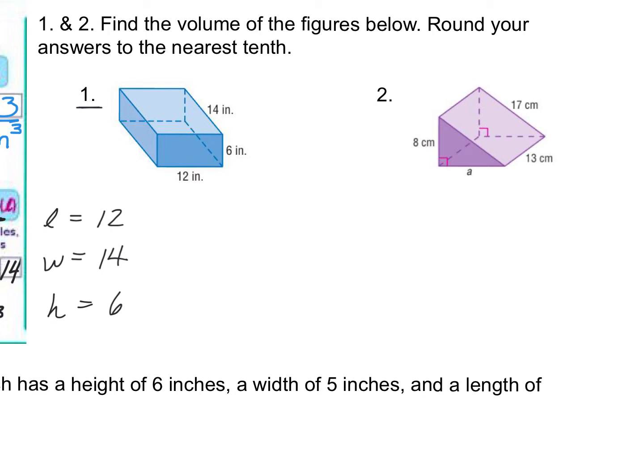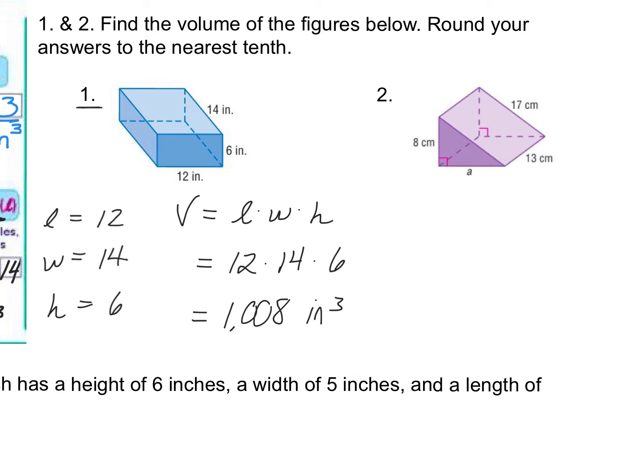So, according to my notes from earlier, in order to calculate the volume of a rectangular prism, it's going to be length times width times height. So we'll plug in our three values. In this case, we have 12 times 14 times 6. And when I multiply those three values together, I end up with 1008. And my units I'm using are inches cubed. So in this case, what I'm saying is that there are 1008 little cubes that make up this entire rectangular prism here.